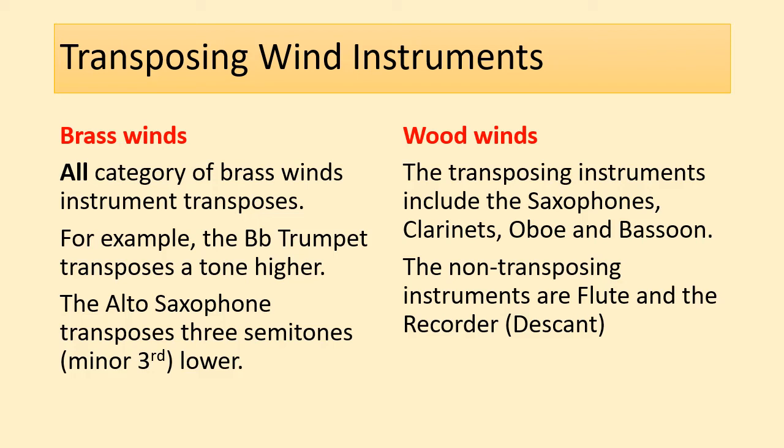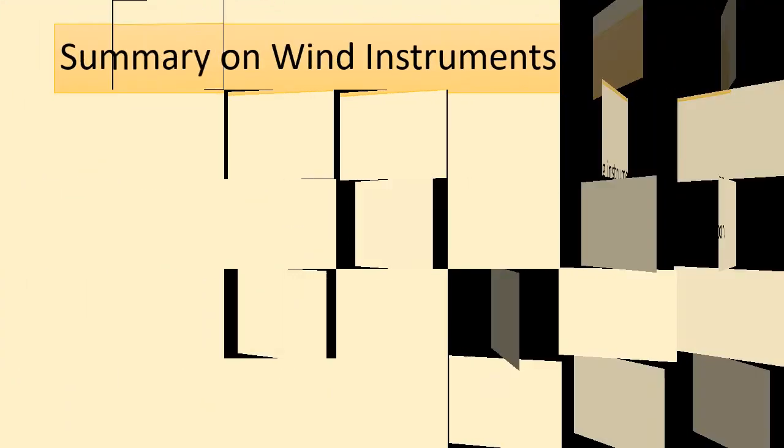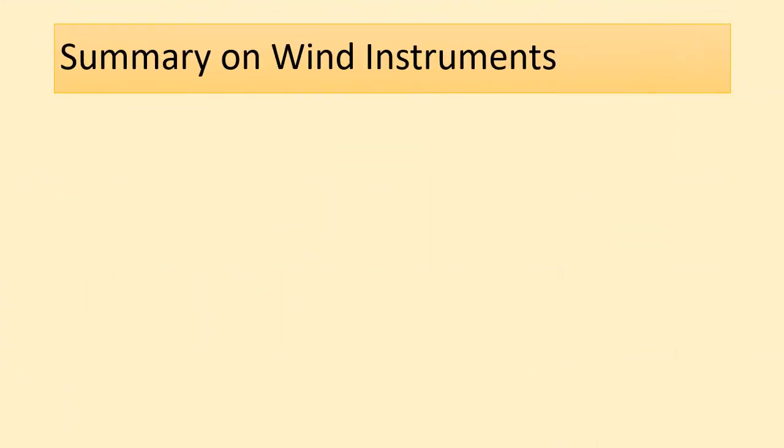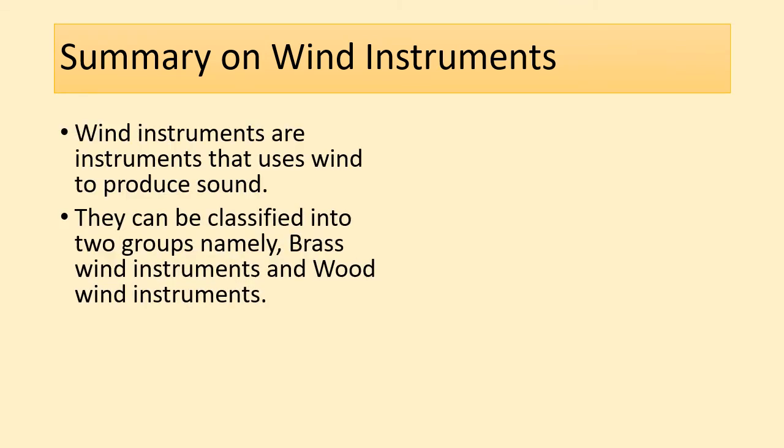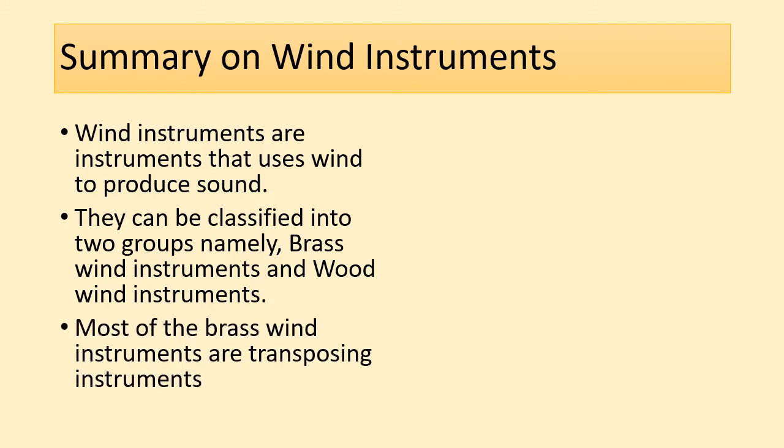So this brings us to the end of this lesson. We have said so far that wind instruments use wind to produce sound. They can be classified into 2 groups: the brass winds and the woodwinds. Most of the brass winds are transposing instruments. Some are tone transposition, some semitone transposition.